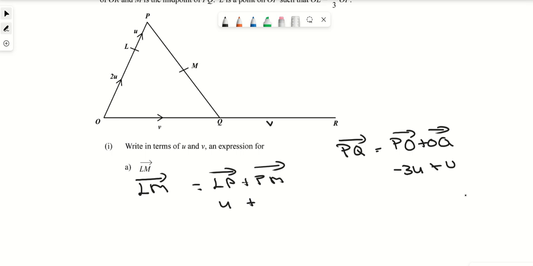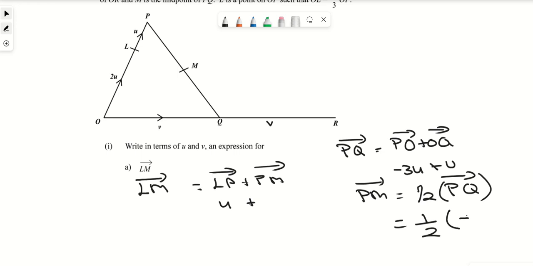So LP plus PM is equal to half of PQ, right? They're going in the same direction. So this is a half by minus 3U plus V, right? So that's plus a half minus 3U plus V. And then we're going to reduce this. We're going to multiply all the brackets and everything.